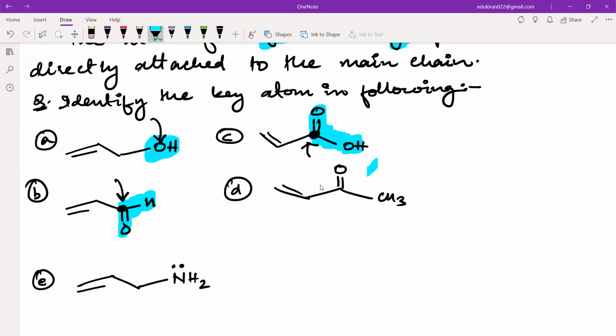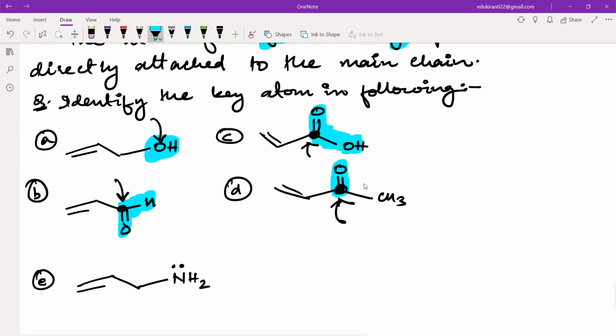In D, what is your functional group? One, ketone. Okay. We are not learning nomenclature now, so you can just say ketone, aldehyde, carboxylic acid. Okay. Now, what is the key atom? Carbon again, carbon. Okay, this is the key atom.